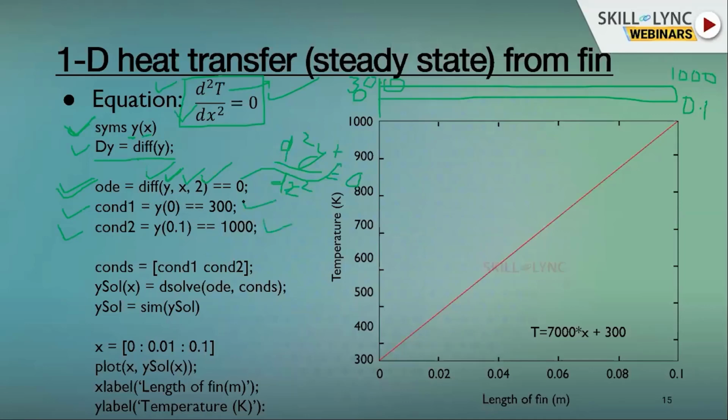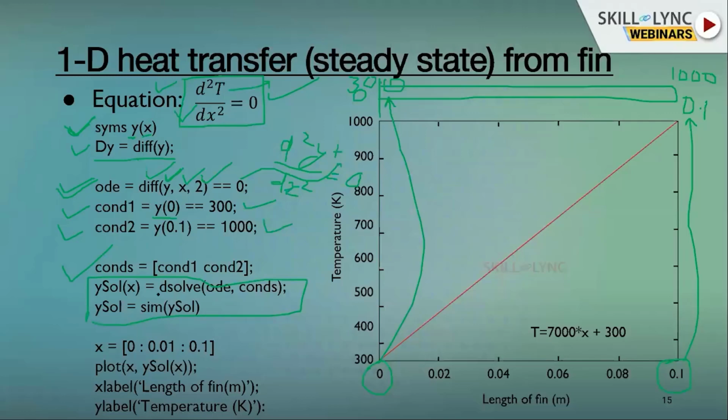So here, condition 1, y(0), means for x equal to 0, the temperature is 300. For the tip point, where x is 0.1, the temperature is 1000 degrees. I'm creating one array, and these two equations are the fundamentals which will solve the ordinary differential equation.